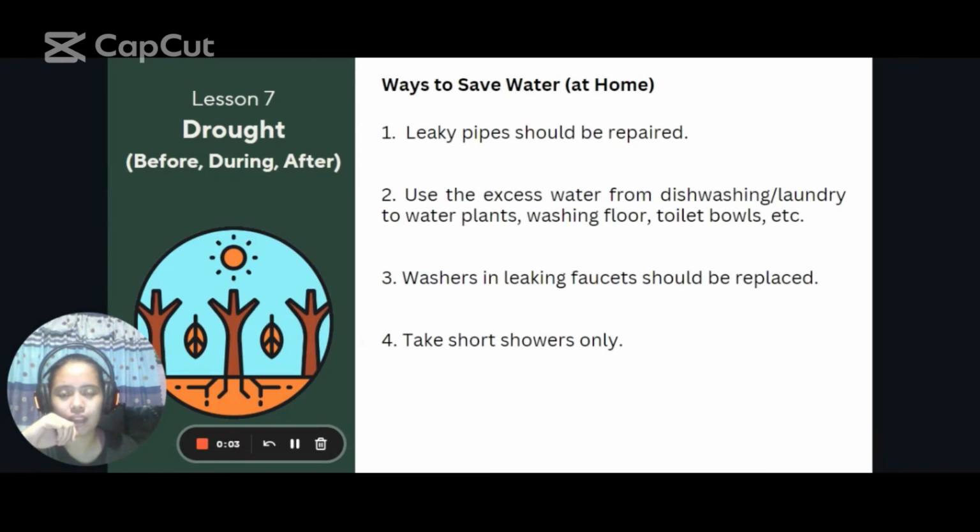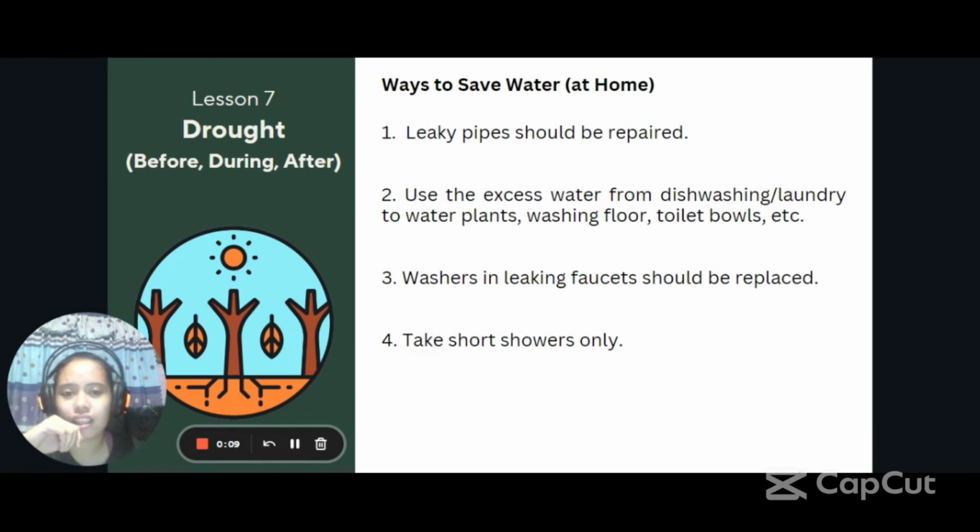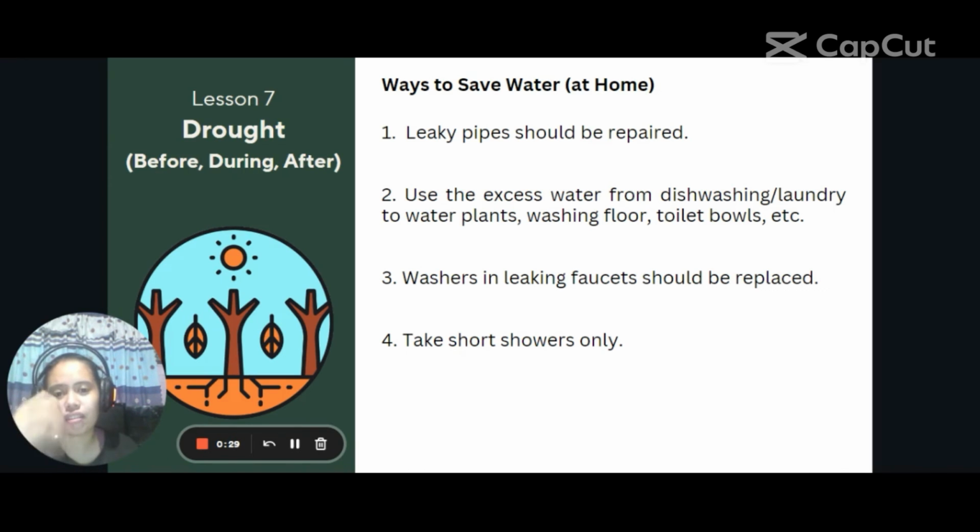So, ways to save water: number one, leaky pipes should be repaired. So, mga galik na tubo, no, need na siya og repair para makasave og water. Number two, use the excess water from dishwashing or laundry to water plants, washing floors, toilet bowls, etc. So, kana imong mga hinugasan sa plato, pwede na nimo i-save para pwede pa nimo i-water sa plants, washing floors. So, kanang gikan sa imong panglaba, dili na nimo iabo. Pwede pa na nimo ipang water sa plants.